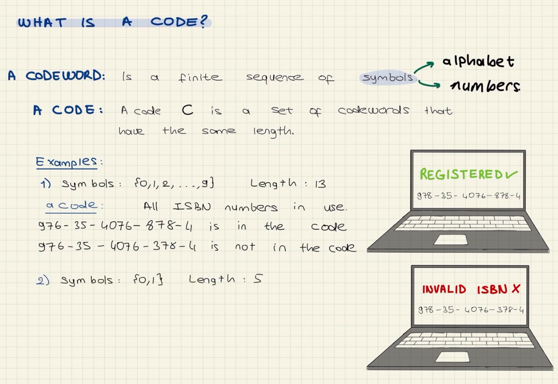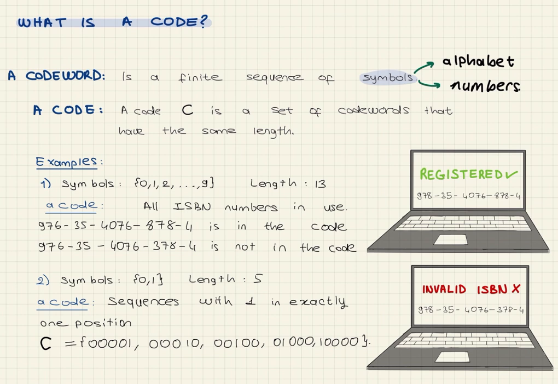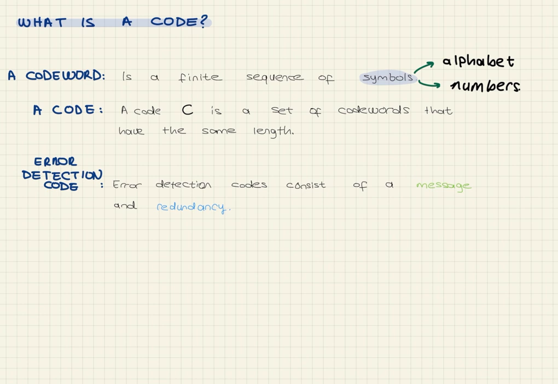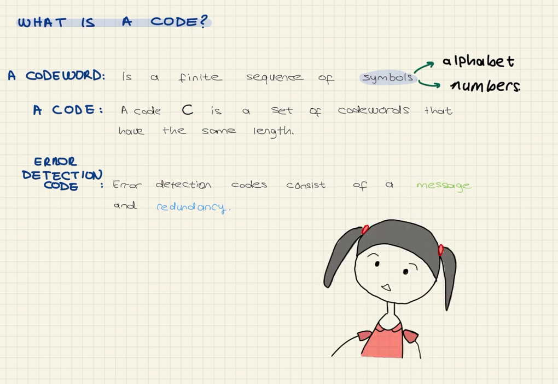For the second example, take the symbols to be 0, 1 and length to be 5. Then all sequences of length 5 that contain 1 in exactly one position form a code. There are 5 code words in this code. And an error detection code consists of a message and redundancy.